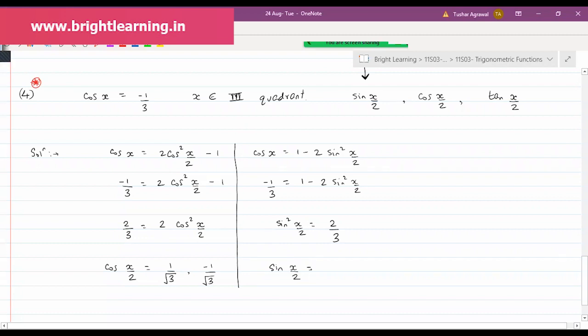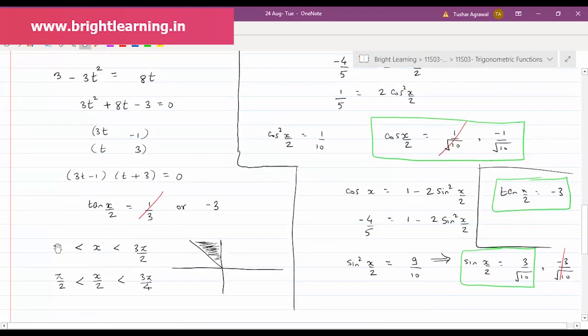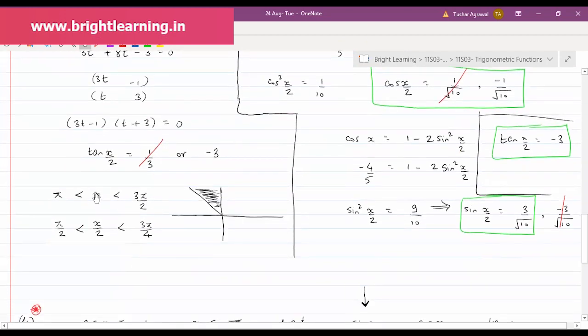Sin x by 2 is either 2 upon 3 under root or 2 upon 3 under root with a negative sign. Now, which value should we keep, which should we discard, or are both applicable? Now, x belongs to the third quadrant. If you see the logic of the previous question, x belongs to the third quadrant, so x will be from pi to 3 pi by 2. So half of that angle will be between pi by 2 to 3 pi by 4. So this range only.